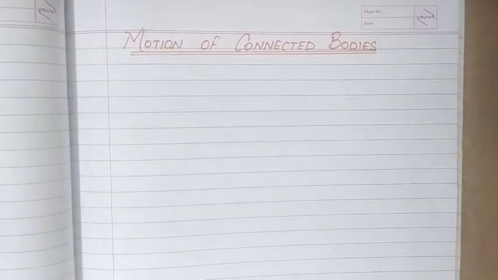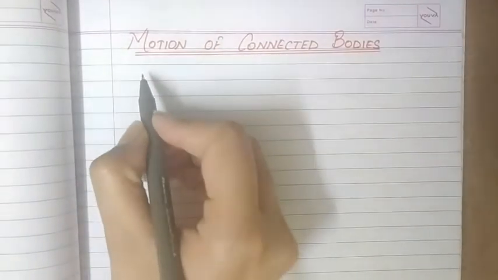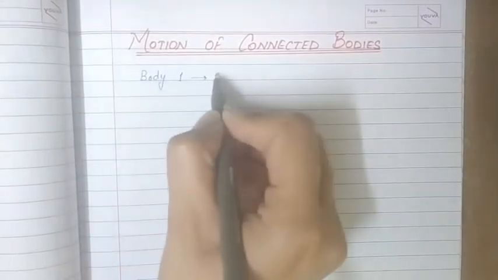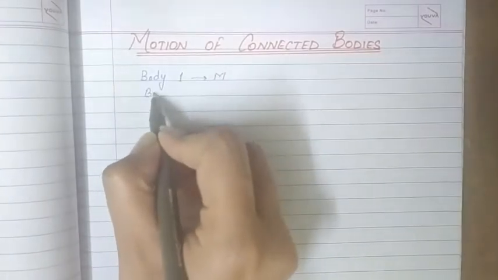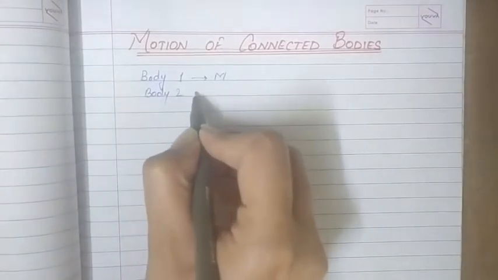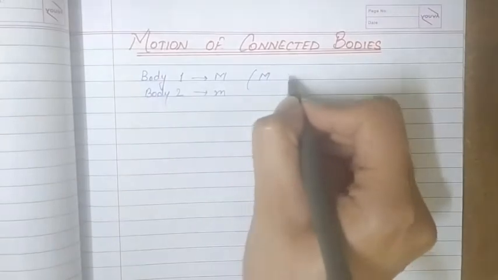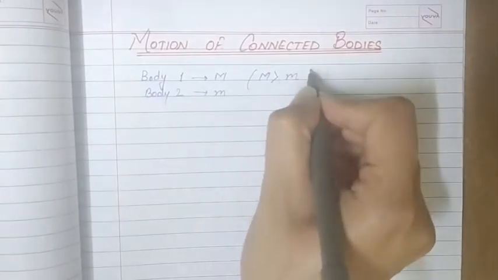We are going to study connected bodies. For that we have to consider at least two bodies. So I am going to consider two bodies: body 1 with mass capital M and body 2 with mass small m. By capital M and small m I mean that capital M is greater than small m.